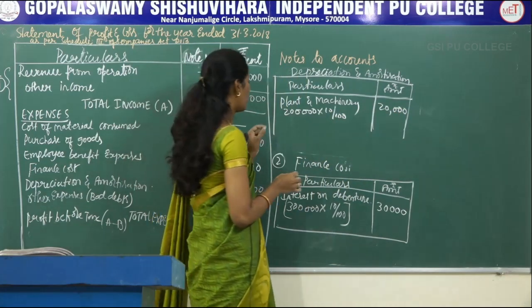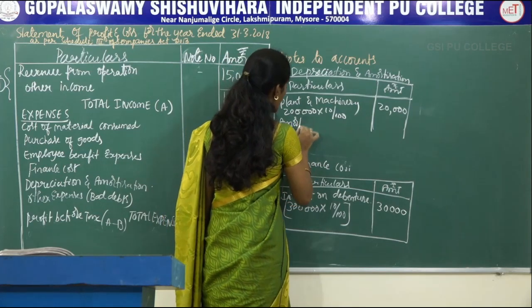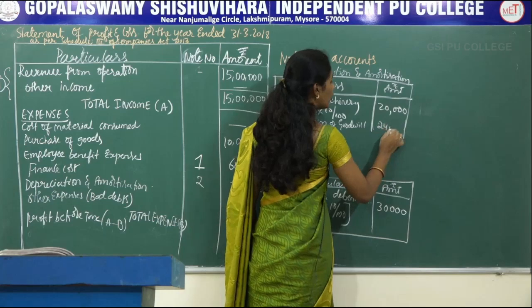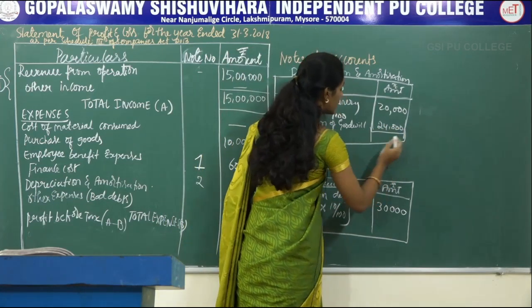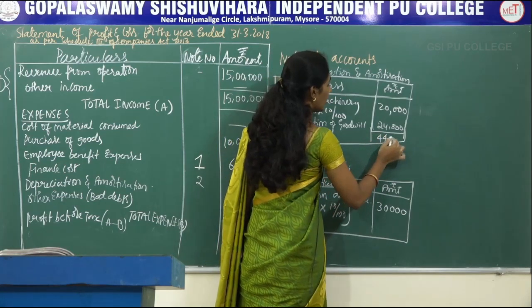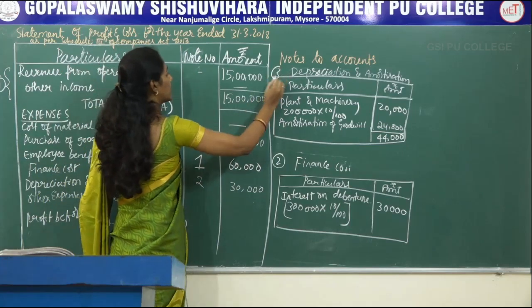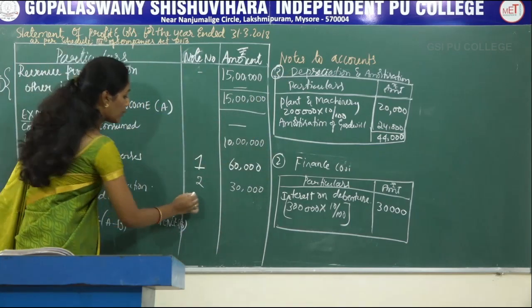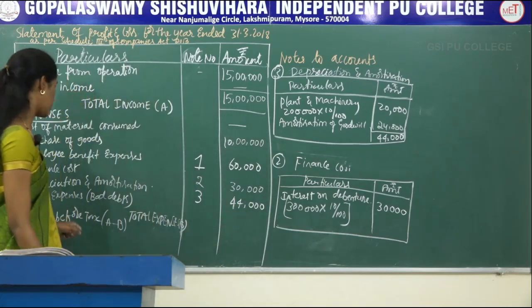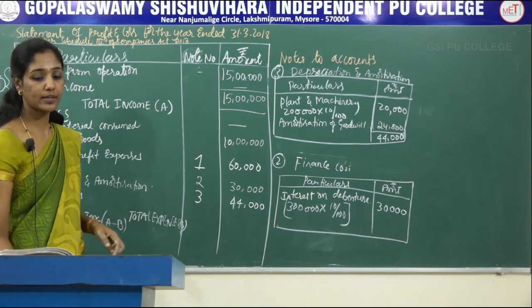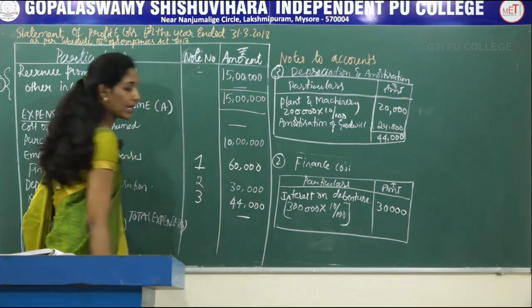And the next, they have directly given the amortization of goodwill of rupees 24,000. And the total amount of depreciation and amortization was rupees 44,000. So this is note number 3. So depreciation and amortization, note number 3, and record it in the statement as rupees 44,000. The next, other expenses. There is no other expenses in your problem, leave it as blank.